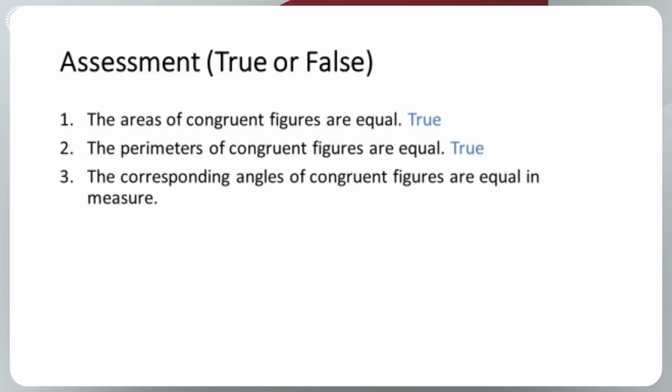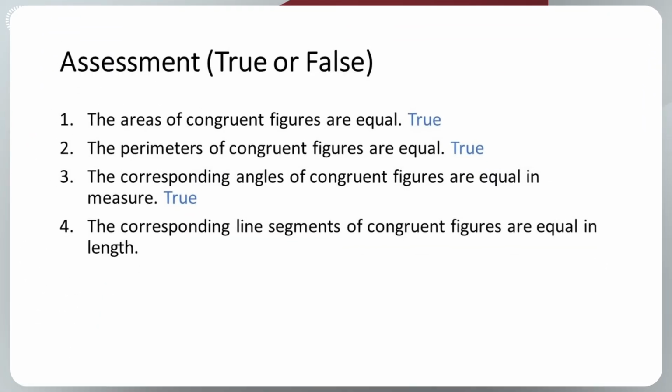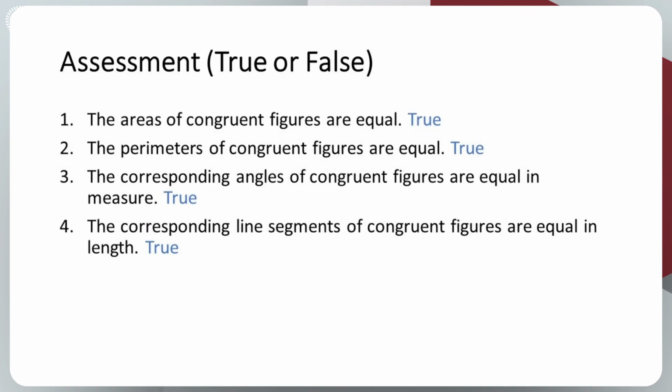Number 3. The corresponding angles of congruent figures are equal in measure. True or false? The answer is true. Another, number 4. The corresponding line segments of congruent figures are equal in length. True or false? Correct. The answer is true.